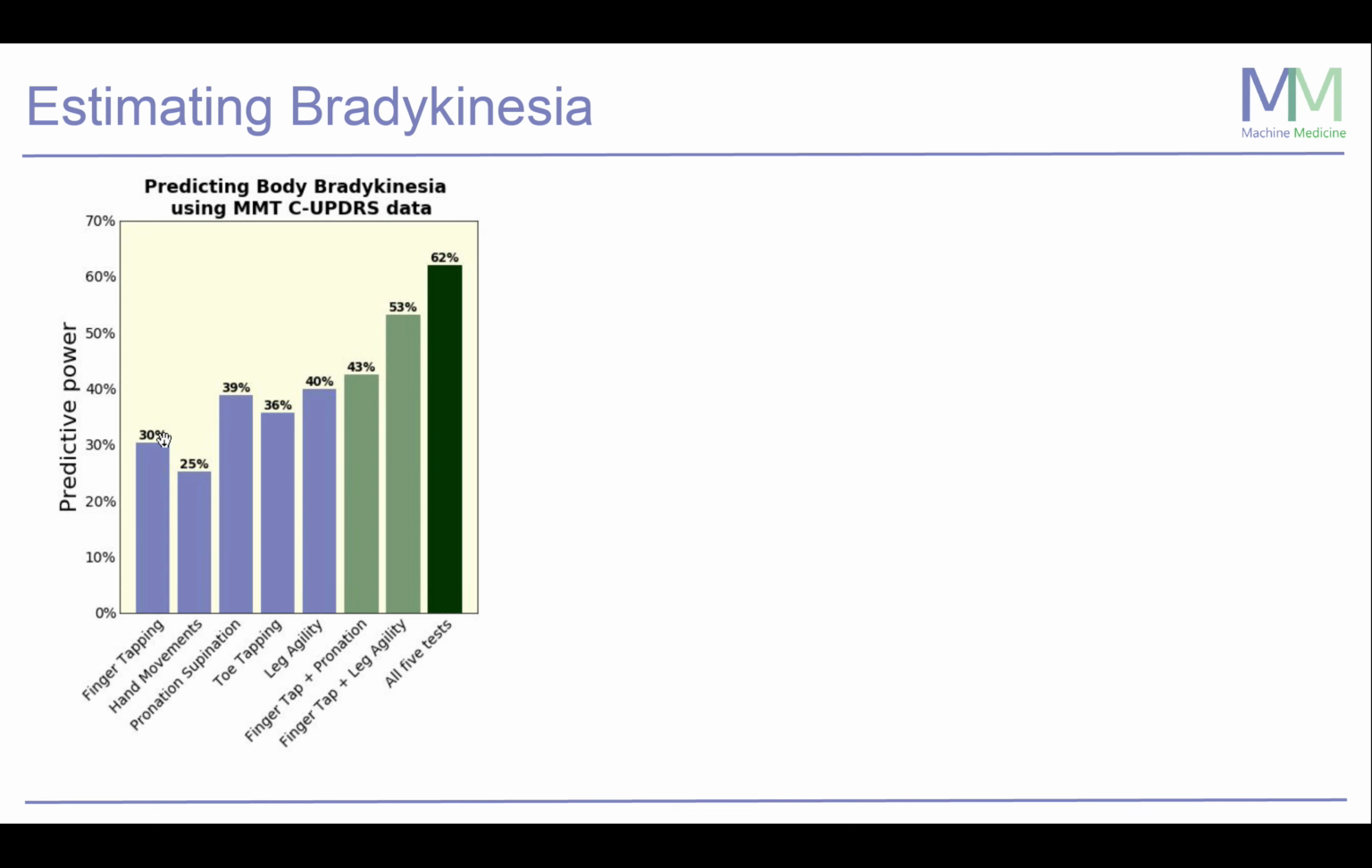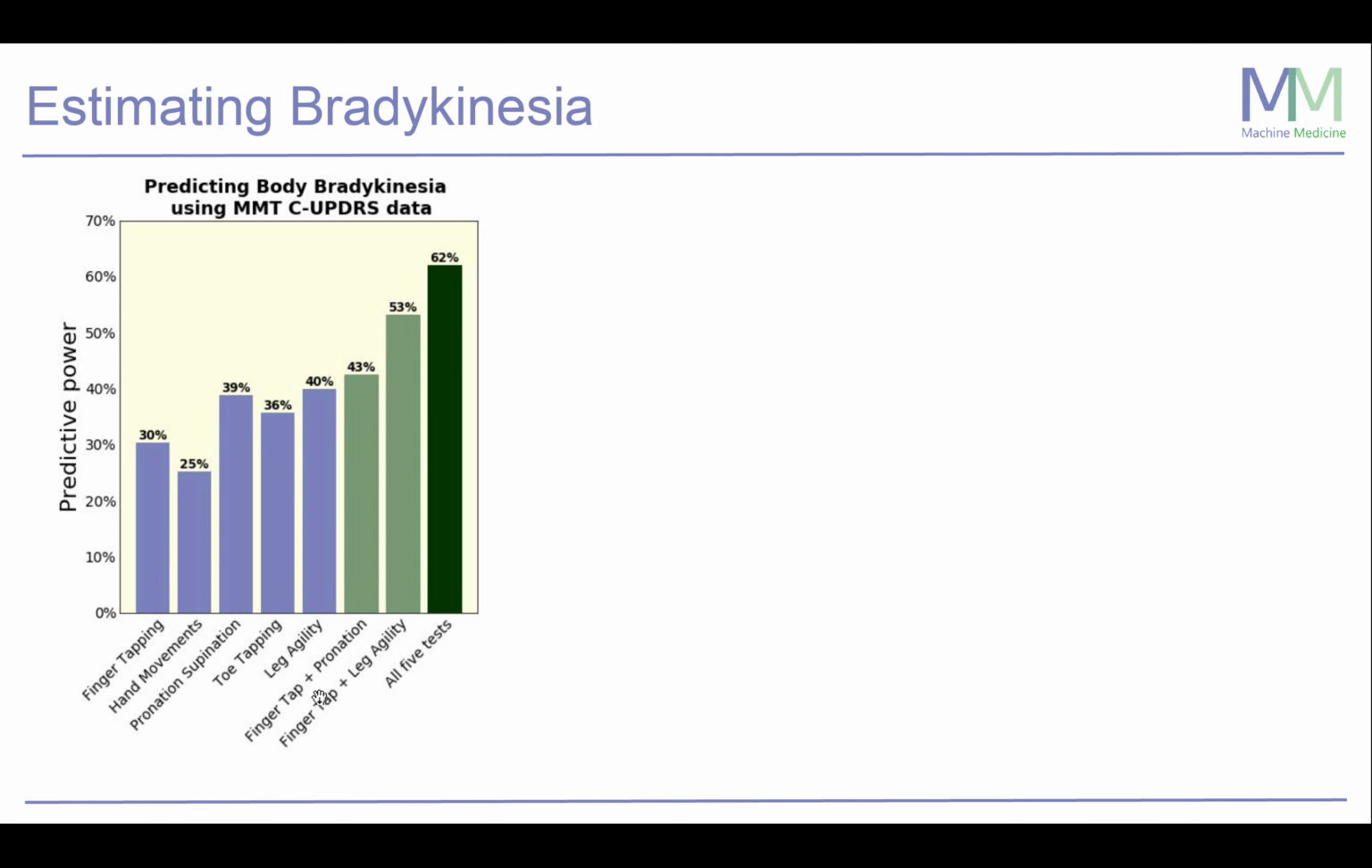We can predict some significant proportion of the time what that score is going to be, and when we don't predict it, we get sort of close, but not that close because we're only explaining 30% of the variance. And we do the same thing for hand movements, supination, pronation, toe tapping, leg agility, and so forth. We can do okay, but not very well. We find logically that if we combine two scores, so we're now turning this into a bivariate regression problem, we can do a bit better.